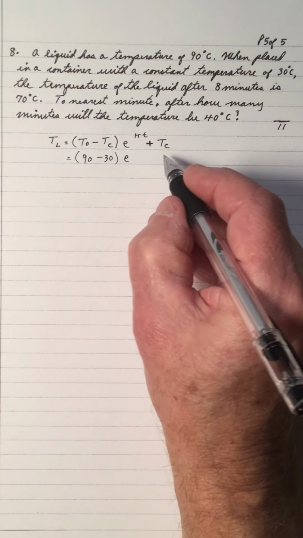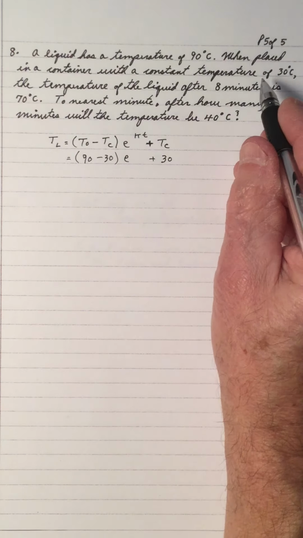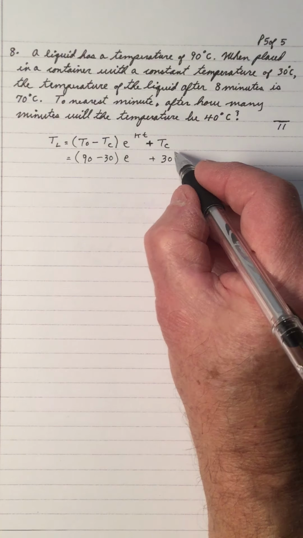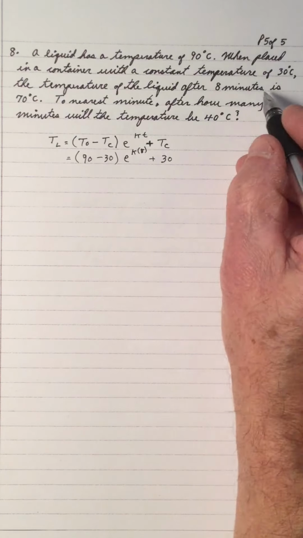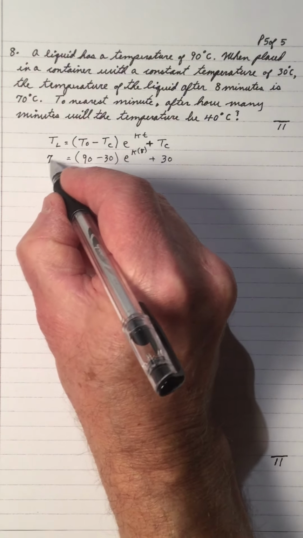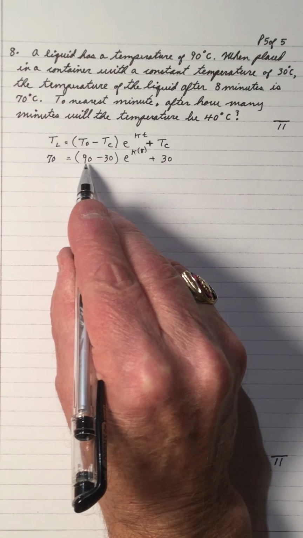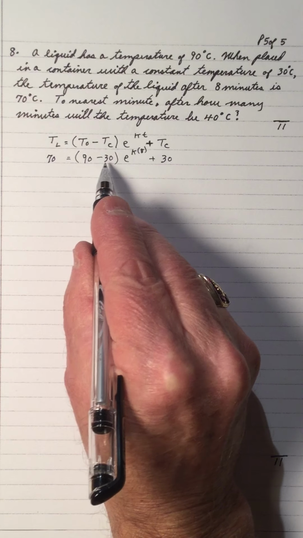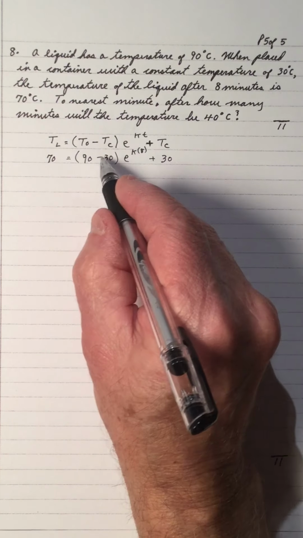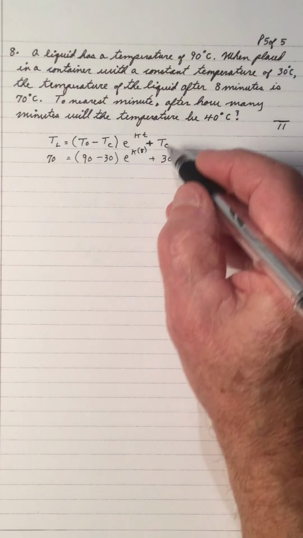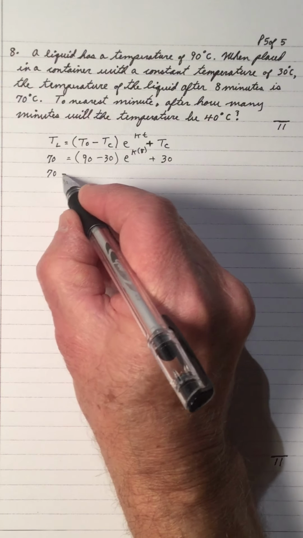E, and the temperature of the container is 30. So after 8 minutes, that's time, so it's k and time, the temperature is 70. Notice that you have 90 minus 30 because the container is at 30. So if the temperature is 90 and the container is 30, that means there's only a cooling of 60 degrees.